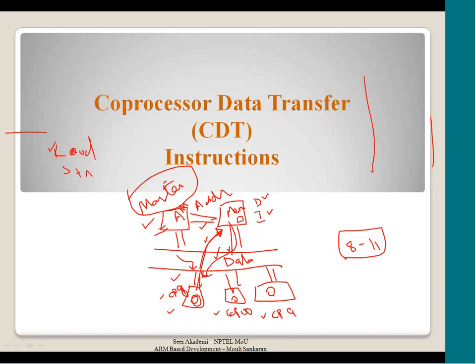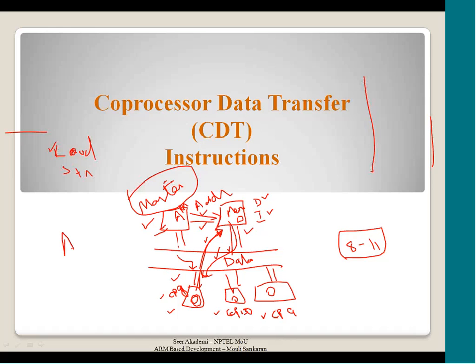So they have to be coordinated. Please remember, it can't be arbitrary, because memory is a common element. Memory is getting the address from ARM and getting the data from the coprocessor. As far as memory is concerned, once the address is provided, it will provide the data out if it is a read operation. If it is a write operation, once the address is given, it will expect somebody to put the data onto the data bus. So there should be a close-knit coordination between the three parties.